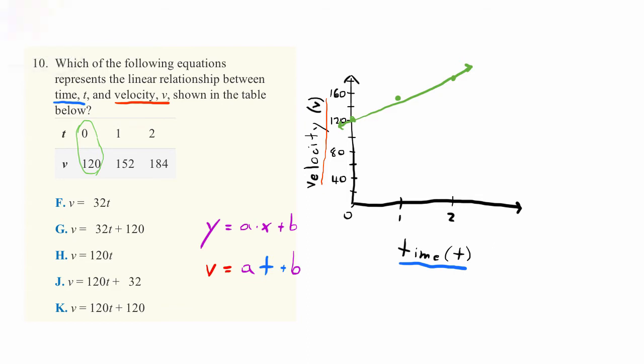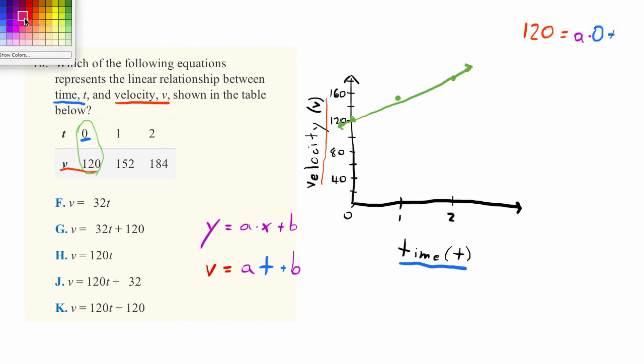Let me show you why that's so helpful. Let's plug it into our equation. So we know v here is equal to 120, and that's equal to a, whatever a is, we still don't know what that value is, times t, which they told us is equal to 0. So 0 plus whatever the value of b is. The reason that this point is so helpful is that a times 0, just like any number times 0, is equal to 0. And so this doesn't matter. And now what we found is the value of b.